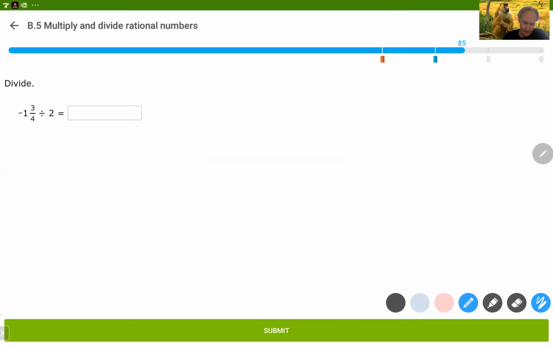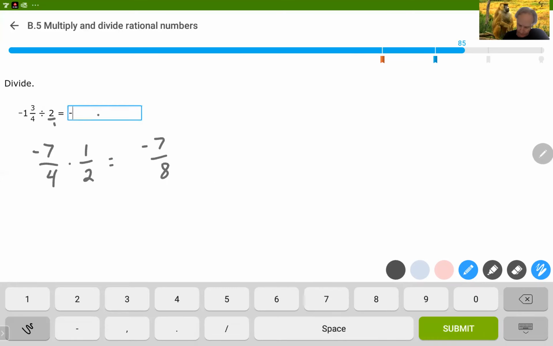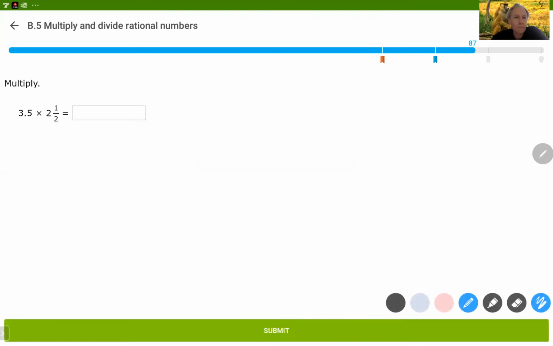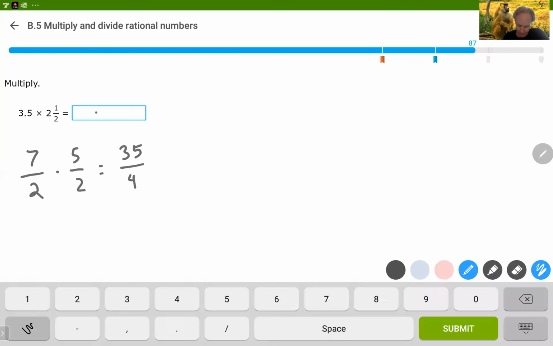I've got negative 7 over 4 divided by 2 over 1, which is the same as multiplied by a half, which is negative 7 over 8. Oh, here we go. This is 7 over 2. 7 halves is 3.5 times 5 over 2, which is 35 over 4. That looks familiar. They sure like that answer, don't they?